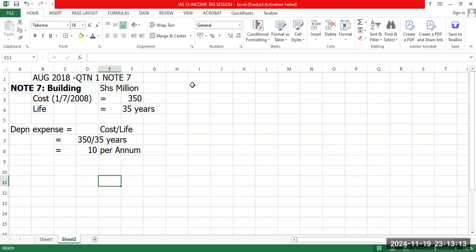Now, as you do these workings, colleagues, we need to know, are we given a revaluation? Are we given a recoverable amount? Those words will help you to know what you should do next. Because here, ideally, what you're looking for is the carrying amount, but the carrying amount as at which date?